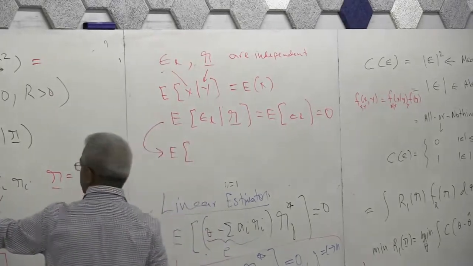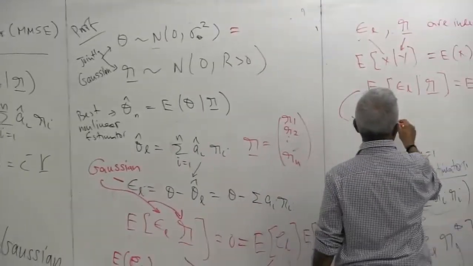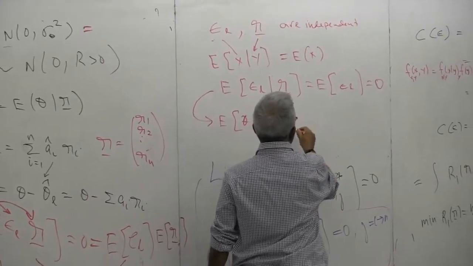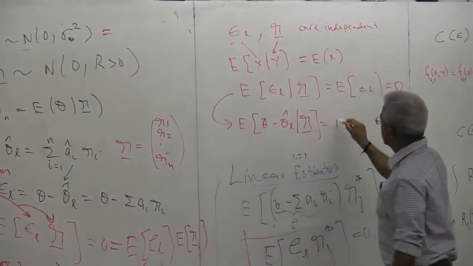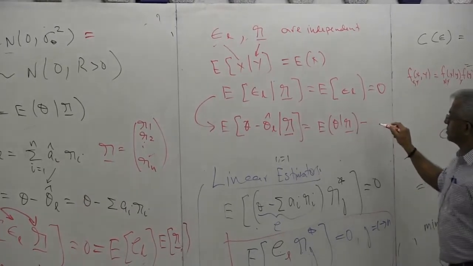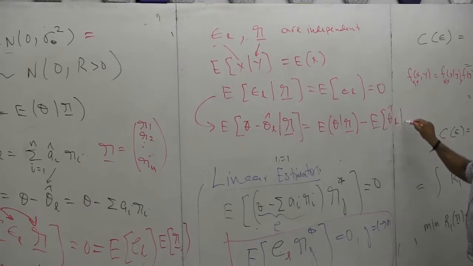Now, let me put this aside for expected value of epsilon L. Epsilon L is what? Somewhere here. Where is it? Here. Theta minus theta L hat given R. So of course this side you can write as expected value of theta given R minus expected value of theta L hat given R, okay, is 0.